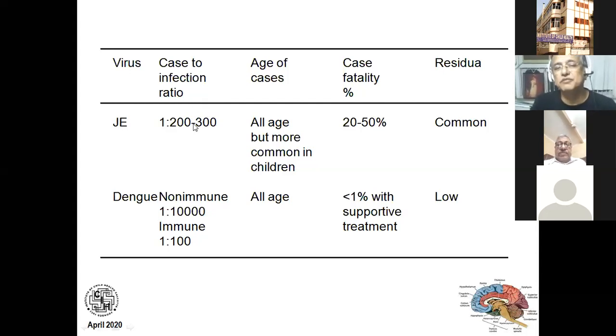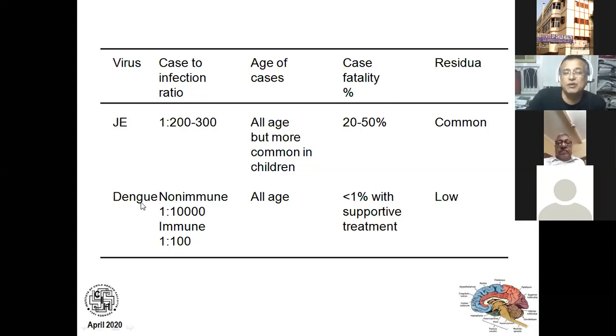What is the case infection ratio in case of COVID? If it is a family transmission, the case infection ratio is very high, 75%. So out of 10, 7 will develop the disease, 3 will escape. But in case of Japanese encephalitis, the case infection ratio is very low.